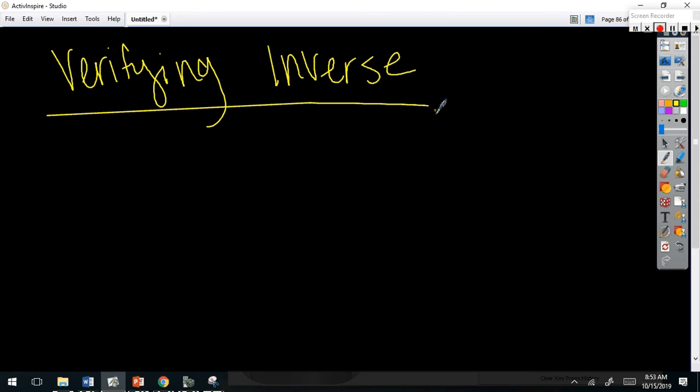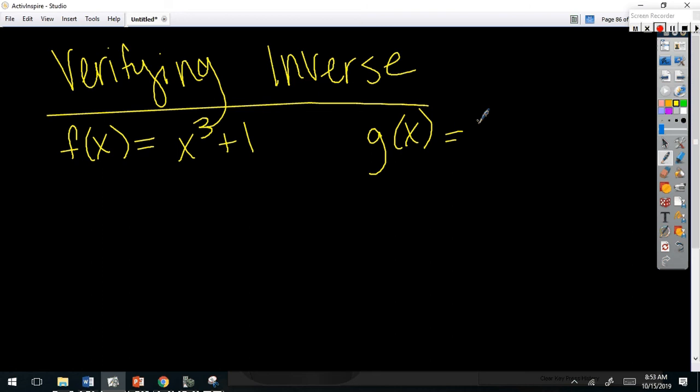If we have two functions that we claim are inverses, so if I told you that f of x was x to the third plus 1, and g of x was the cubed root of x minus 1. Well, we know how to algebraically find the equation of the inverse, right? We switch x and y and we solve for y. That's an easy solve. But to verify inverses, it's a little bit different. We have to show two things.